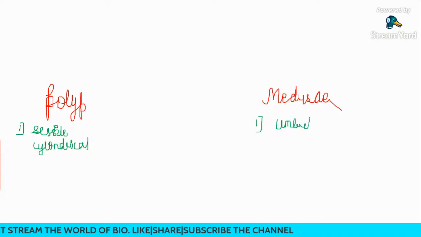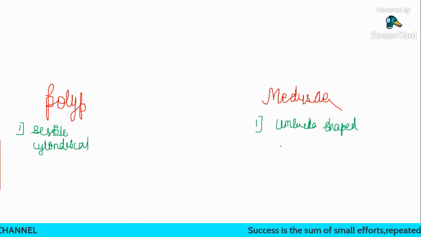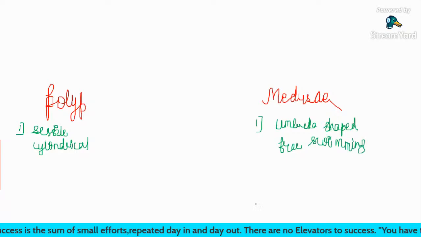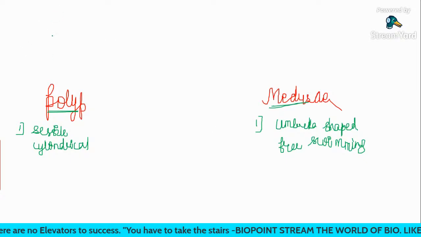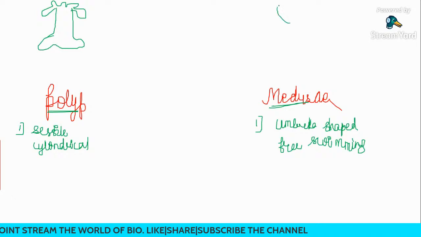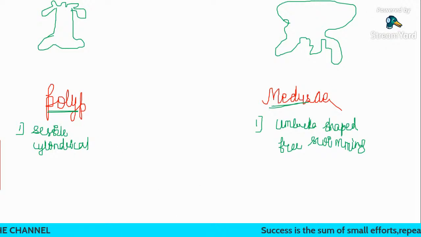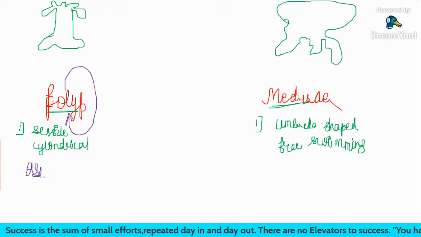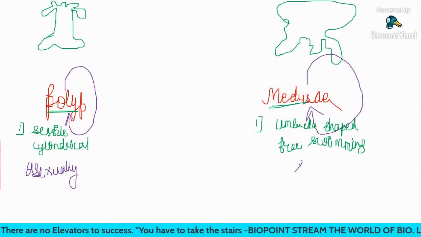And medusa is umbrella shaped. This can be a board examination question: distinguish between polyp and medusae. Cylindrical and sessile is the polyp, and umbrella shaped free swimming is the medusa. You might have seen structures like this, free swimming like jellyfish. Polyp has the capacity to reproduce itself asexually, and medusa has the capacity to reproduce itself sexually.